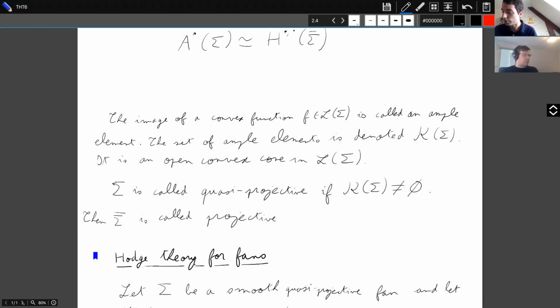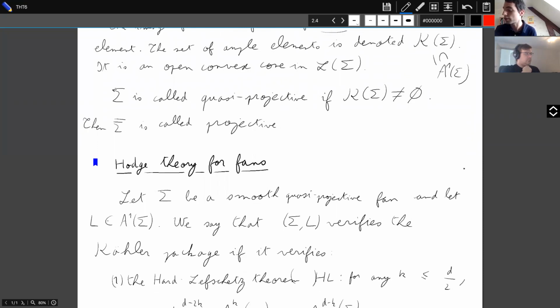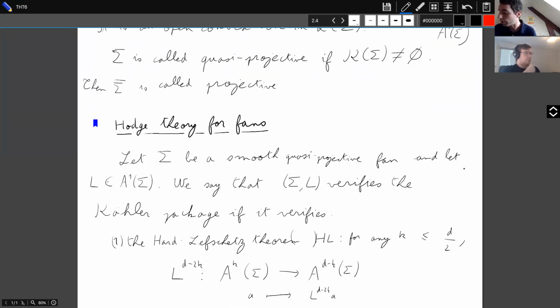And so you have the functions which are always linear on sigma, and I said that f is a convex function. If f is a convex function, then I can associate to f an element of A, which I call a numpel element. So I denote by K the numpel elements in A1 of sigma. Okay, so now we can start to enter the heart of the subject, which is Hodge theory for fans.